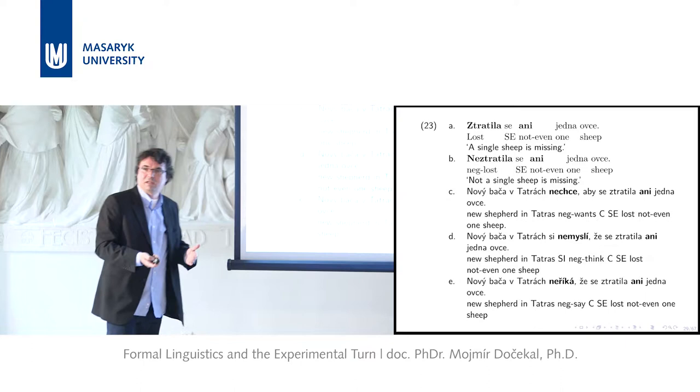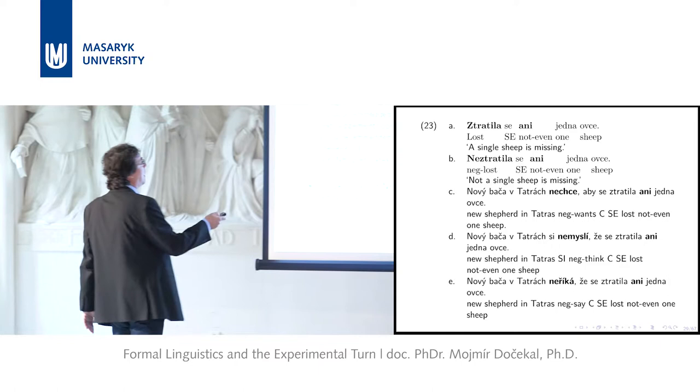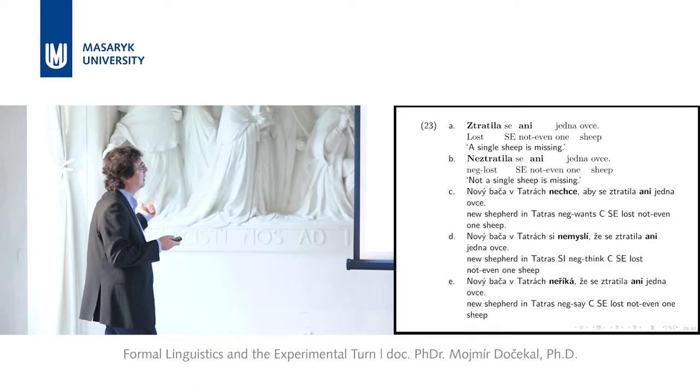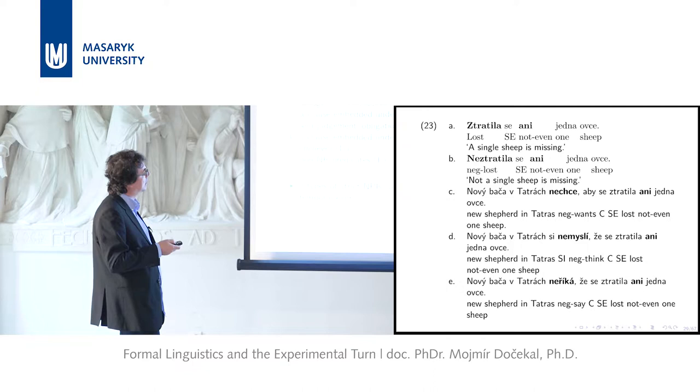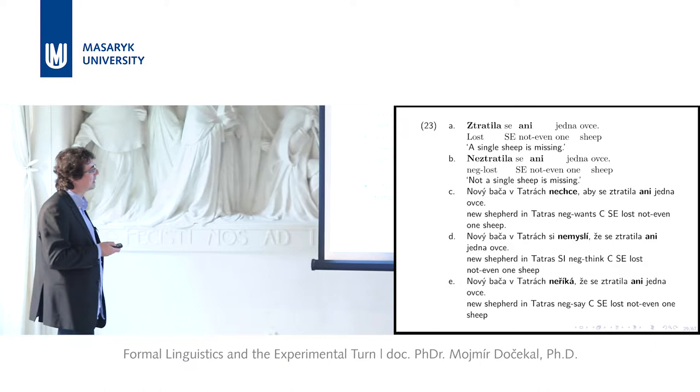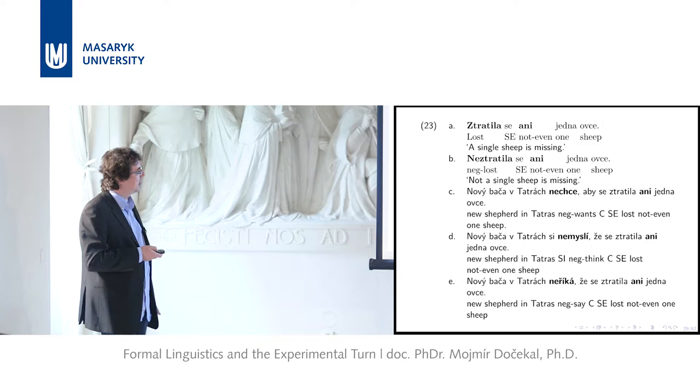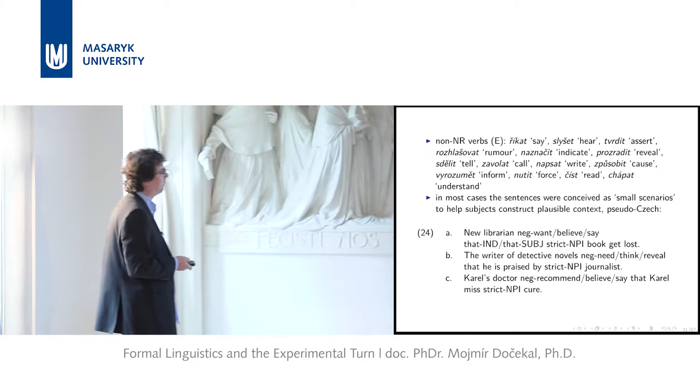So generally we have five conditions: positive sentence, A, negative sentence, B, and a clause embedded under negated negraising predicates. There were two types, intention, and judgment and opinion, which was condition D, and then there were also non-negraising predicates like communication verbs. There were two types of strict NPIs, ani jeden and until. Here are examples of verbs we used.